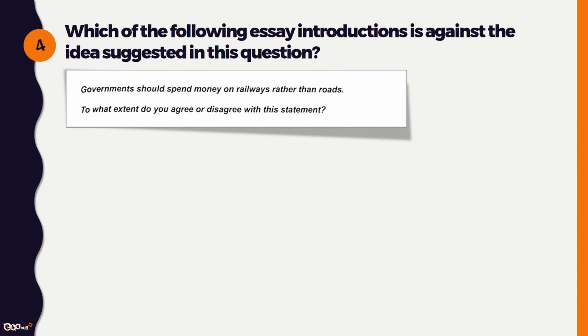Okay, the last question. Which of the following essay introductions is against the idea suggested in the question? So you will see the question says government should spend money on railways rather than roads. To what extent do you agree or disagree with this statement? Yeah, so the view given to us is it's a good idea to spend money on railways, not on roads. Do you agree with that? Do you disagree with that? Do you have a partial agreement stance?